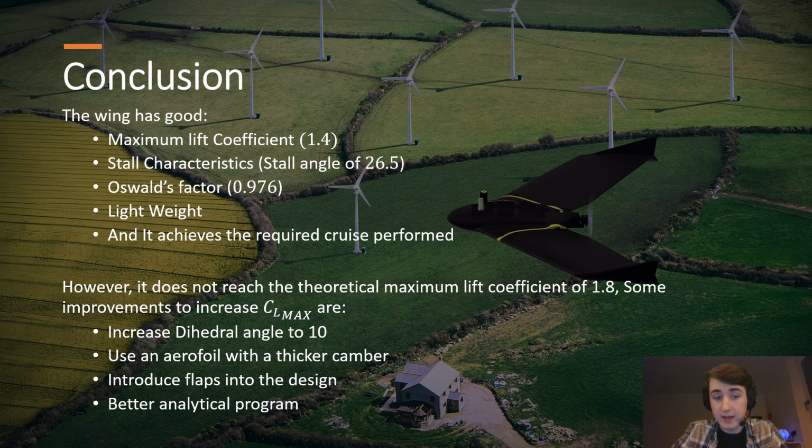Some ways to improve the wing's maximum lift coefficient are using a different aerofoil with a thicker camber, increasing the dihedral angle, or even introducing flaps into the design. However, I feel like we have a good middle ground for all the properties of our wing. If we start raising the maximum lift coefficient, the stall characteristics of the wing may be compromised. So a maximum lift coefficient of 1.4, along with great stall characteristics, is definitely the best choice for our aircraft.